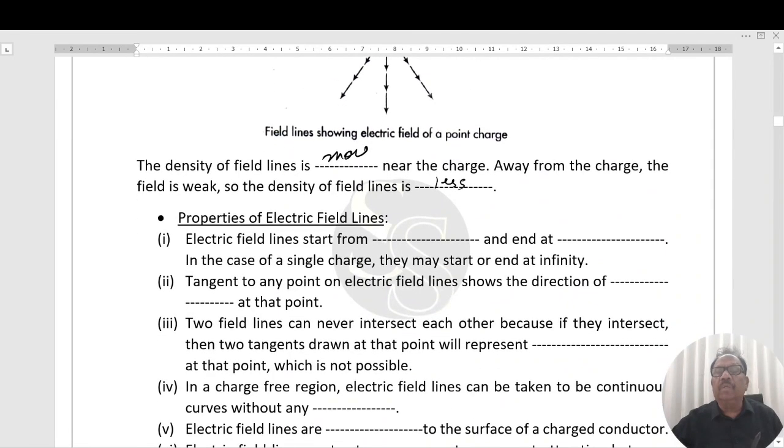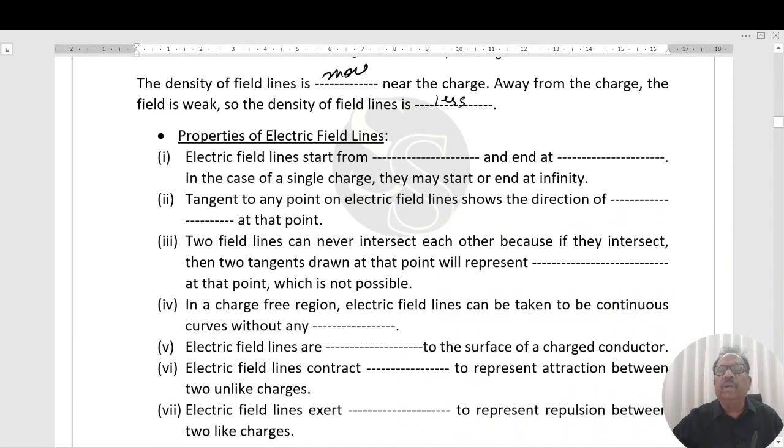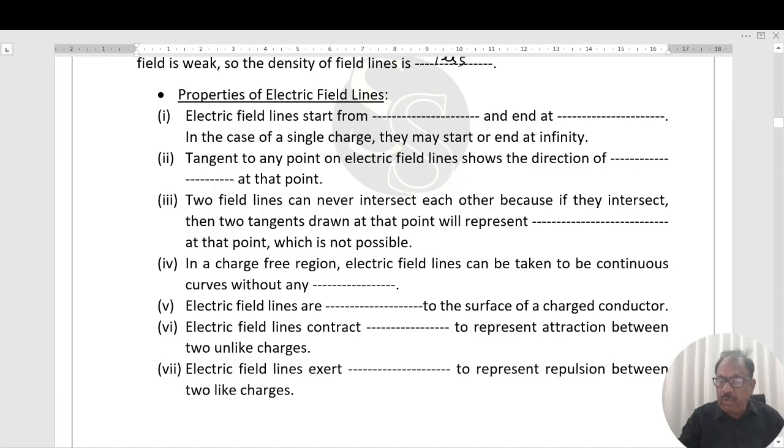Now, properties of electric field lines. The direction of electric field lines is away from positive, radially outward. Next property: electric field lines start from a positive charge and terminate at a negative charge. In the case of a single charge, they may start or end at infinity. Third, the tangent at any point on an electric field line shows the direction of the electric field at that point, right?